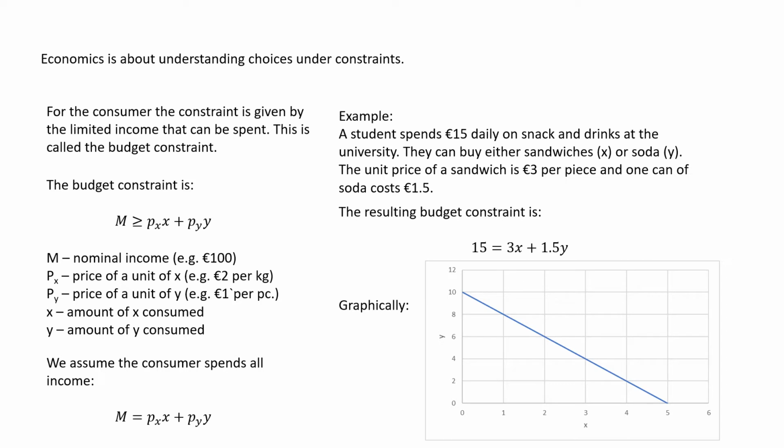Graphically, we can simply draw a line representing all those combinations of X and Y for which only 15 euro needs to be paid. Exactly 15 euro to be more precise. So either someone buys 4 sandwiches and 2 sodas, or one may actually buy 8 sodas and only 1 sandwich. And both these choices are along the same budget constraint line, so they should both cost 15 euro exactly.